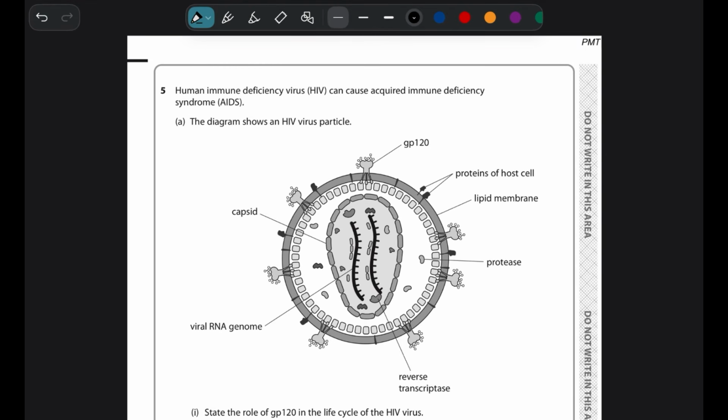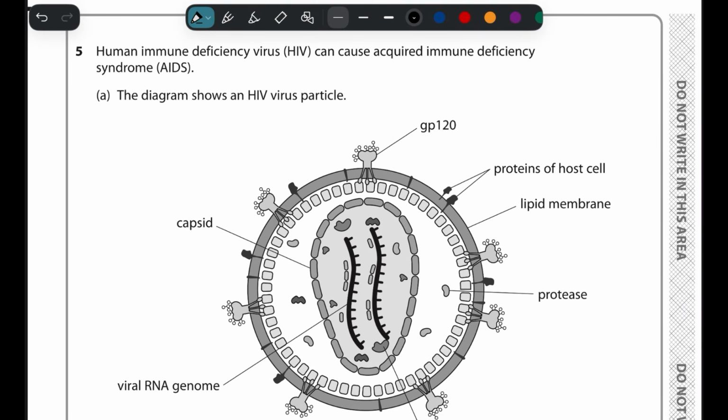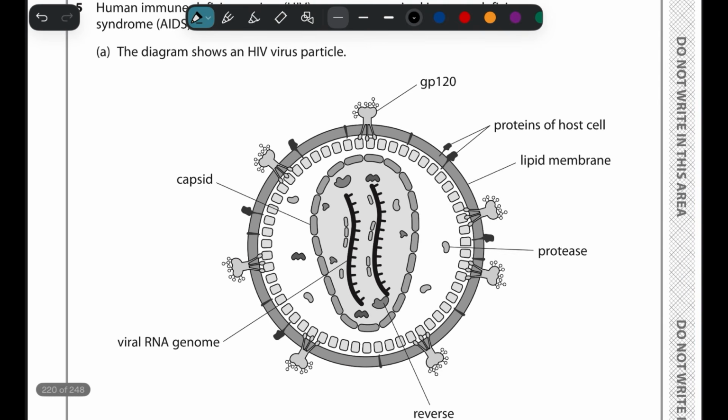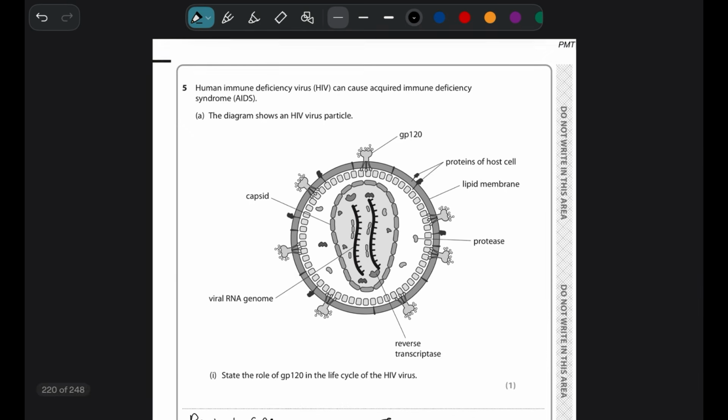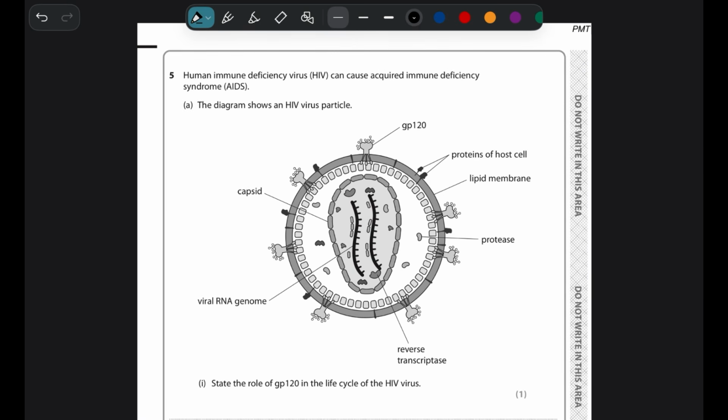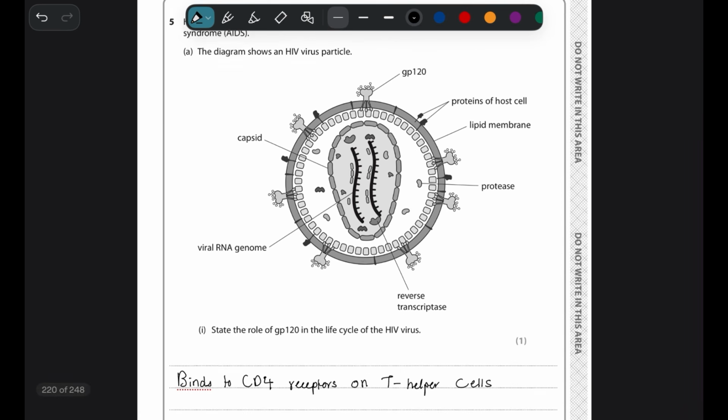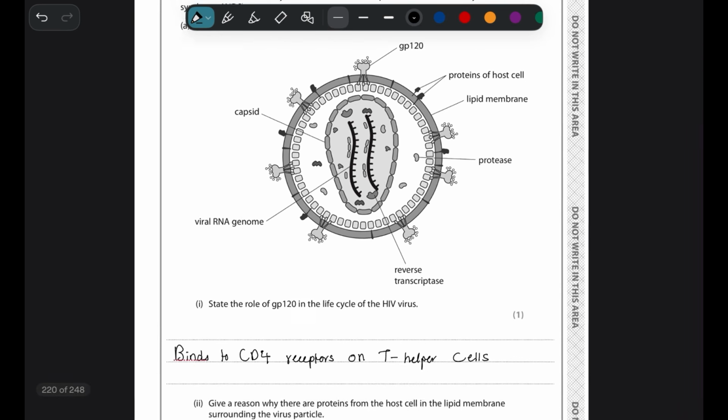Okay, so here we have HIV, and it's a cause of acquired immune deficiency syndrome, or AIDS. They've given us a diagram of an HIV particle, quite nicely done. The first question is, state the role of GP120 in the life cycle of the HIV virus. When HIV attacks a cell, normally the GP120 is going to bind to the CD4 in the T helper cell. That's literally what you want to say: it binds to CD4 in the T helper cell.